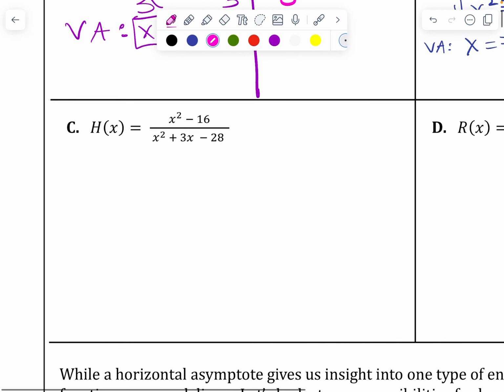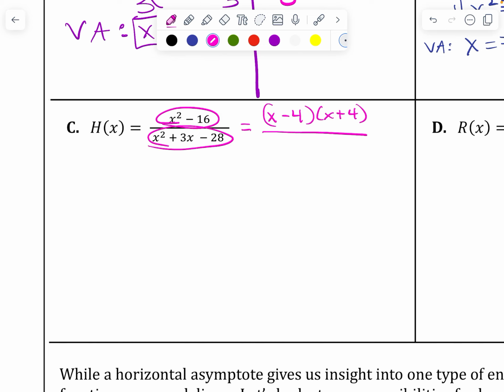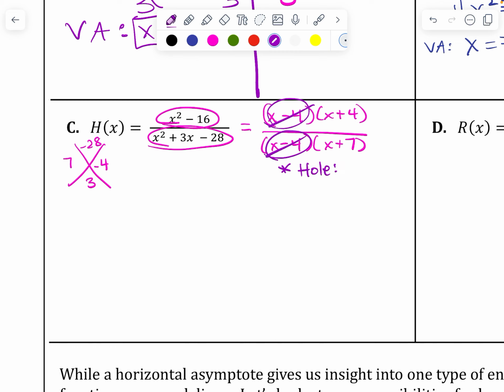All right, looking at our third example. Looking here, I don't know what we can cancel, but this looks like we can factor. I know this is a difference of 2 squares. This is x minus 4 times x plus 4. And here, if you remember factoring negative 28 and 3, I can make that positive 7 and negative 4. So this is x minus 4 all over x plus 7. Good news, these cancel. Just so you know, when we can cancel this out, this also tells me there's a hole or a point discontinuity at x equals 4. So keep that for later.